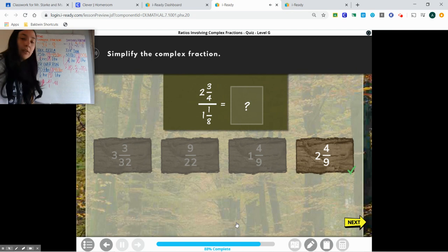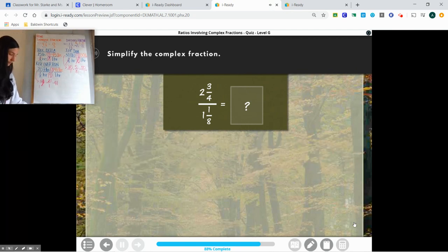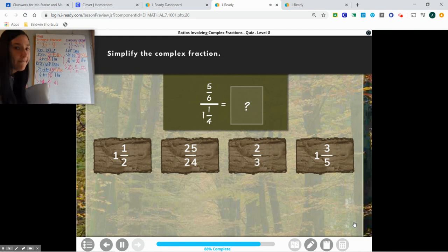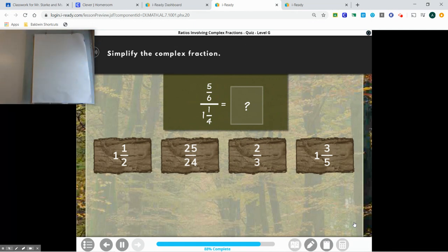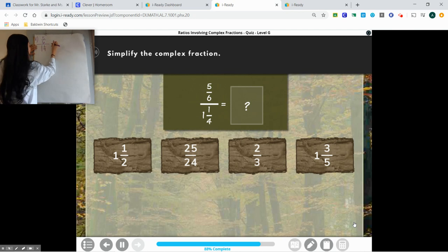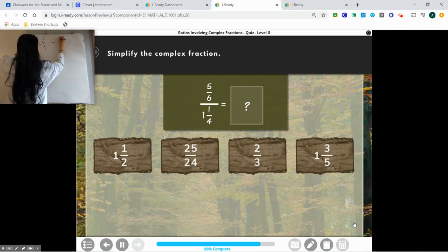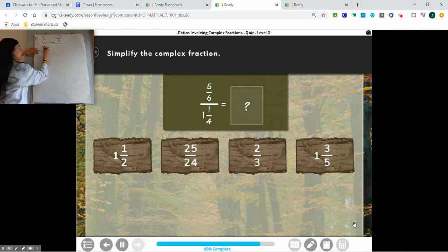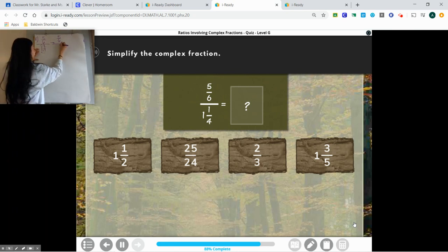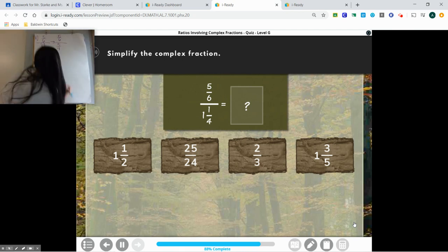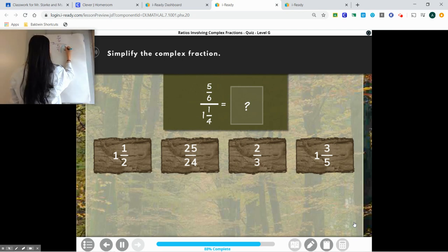I have to flip this while we hit next. Simplify the complex fraction. Okay, so we're going to do the same thing again. We're going to do 5 over 6 divided by 1 and 1/4. We're going to turn 1 and 1/4 into an improper fraction. Multiply 4, add 1. 5 over 4. Reciprocal, times 4/5.